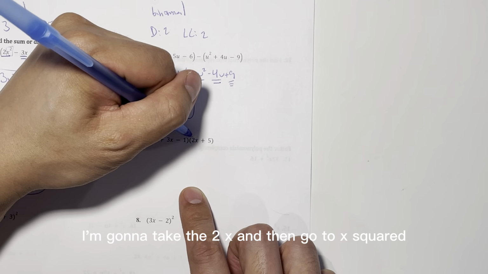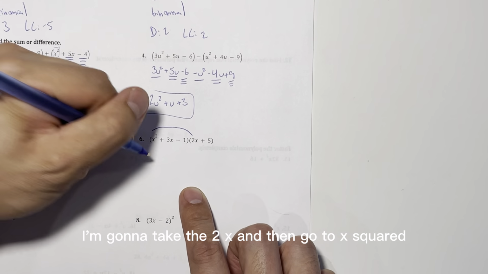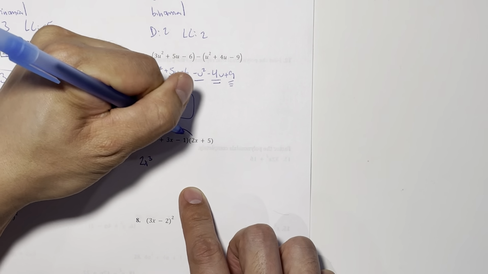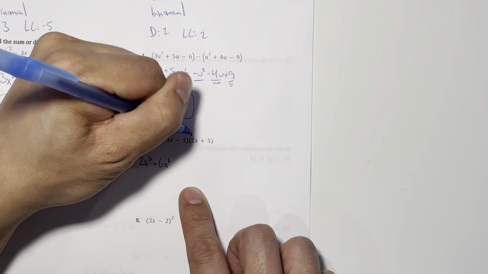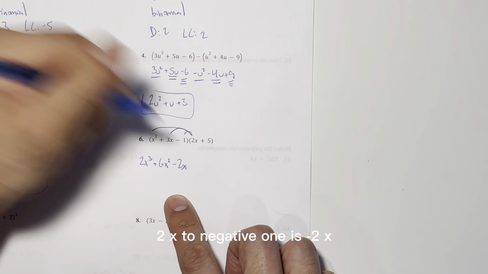But I'm going to do this. I'm going to take the 2x and then go to x squared. That's 2x cubed. I'm going to take the 2x and go to 3x. That's 6x squared. 2x to negative 1 is minus 2x.